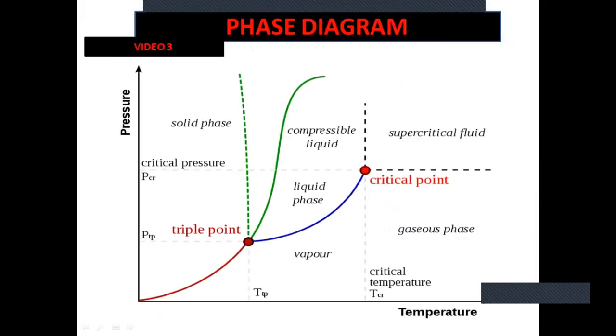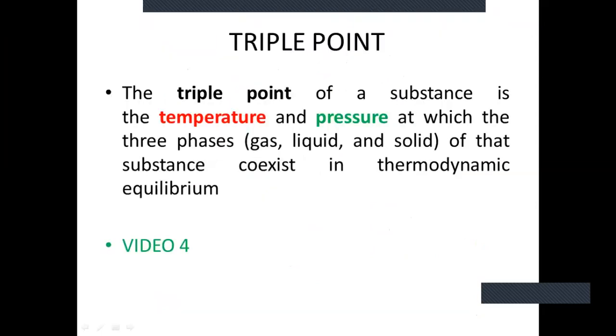Welcome back. So the next slide is triple points. The triple point of a substance is the temperature and pressure at which the three phases of that substance, the gaseous, the liquid, and the solid phase, coexist in equilibrium. The next video will explain more about this concept.